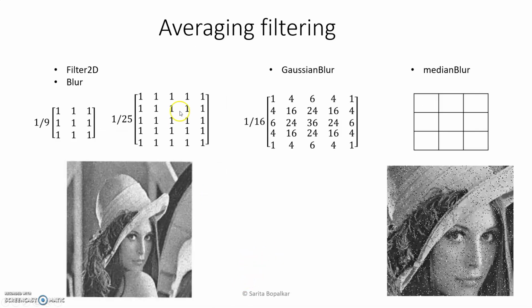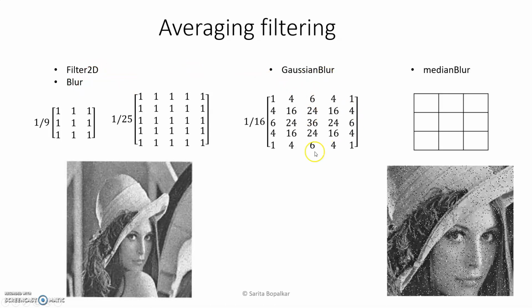In the case of filter 2D, the mask size decides the blurring effect, and this mask size can be 3 by 3. When it is 3 by 3, it will get multiplied by 1 by 9 for averaging. For 5 by 5, it will get multiplied by 1 upon 25 for averaging. So this is an image which has some noise. To remove this type of noise, we are using this averaging filter. It can be done by filter 2D or blur.